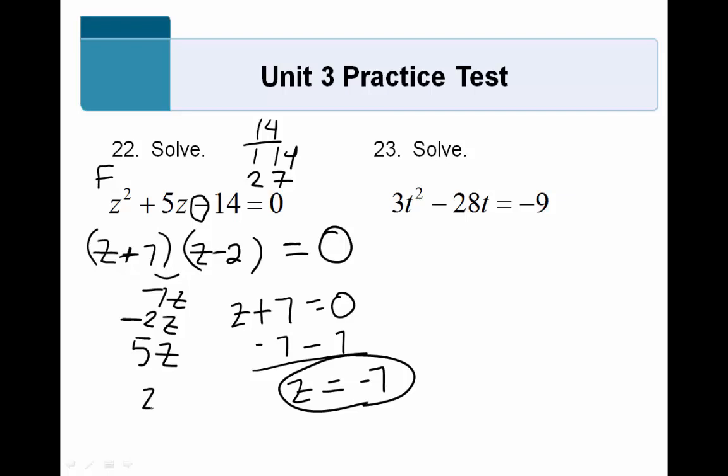If z minus 2 is equal to 0, I add 2 to both sides, and z will equal 2.